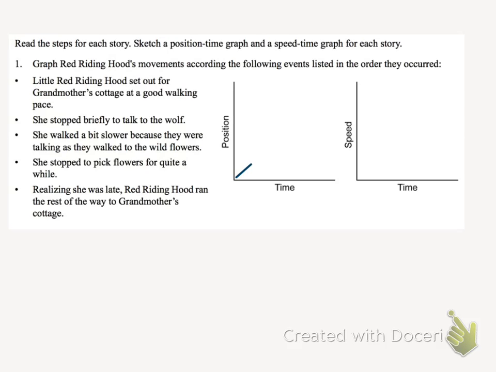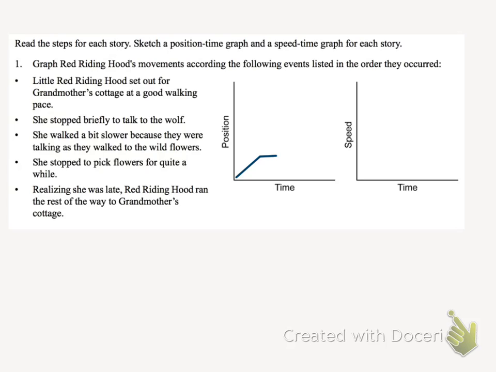So let's look at a practice problem for graphing with no numbers. It says, graph Red Riding Hood's movements along the following events listed in the order they occurred. Little Red Riding Hood set out for her grandmother's cottage at a good walking pace. So I drew a straight line at a constant slope. That indicates that I have a positive velocity. So I've got a positive speed. I'm going at a good pace.